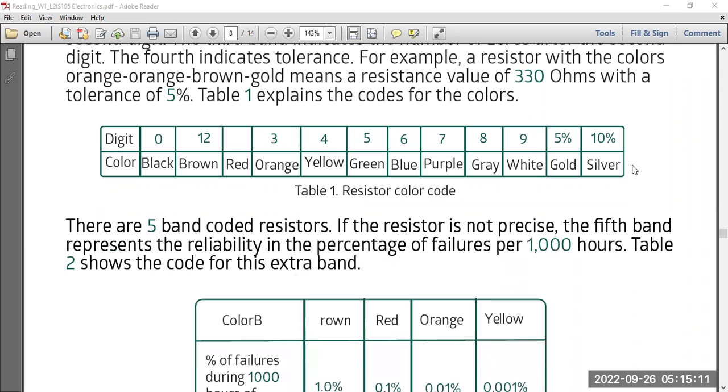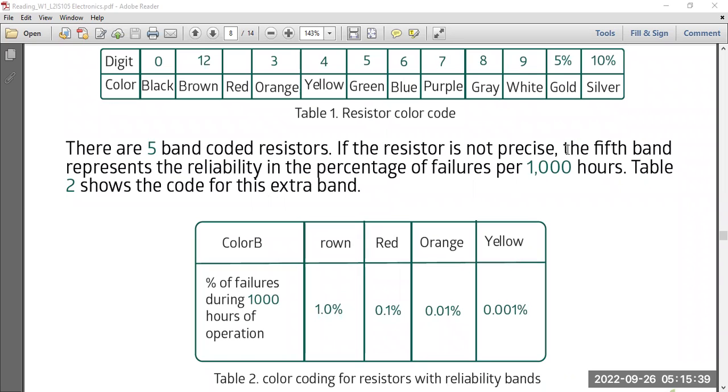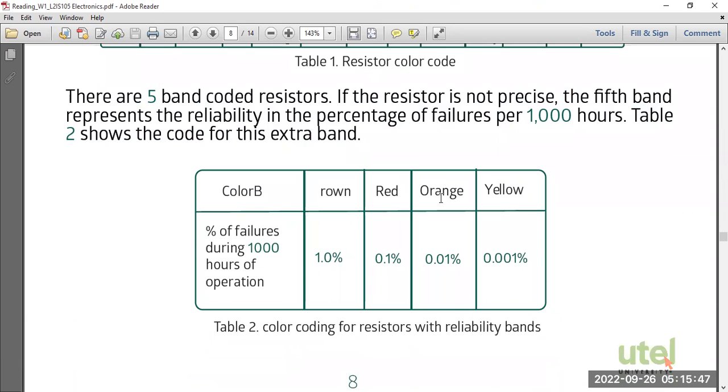Now, if for example, the resistor has 5 lines instead of 4. Till now, we are aware of the first line and the second line, which are the 2 digits. We are aware of the third line, which is actually 10 to the power. The fourth line is actually the tolerance. Now, if the resistor has 5 lines, the fifth band represents the reliability in the percentage of failures per 1000 hours. Now, this is table 2, which indicates the fifth line color.